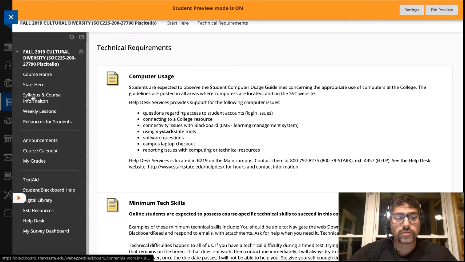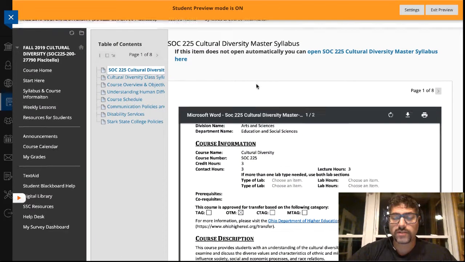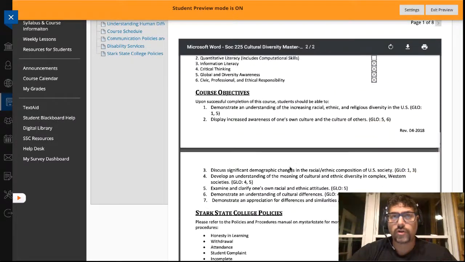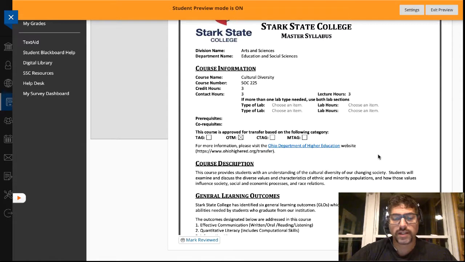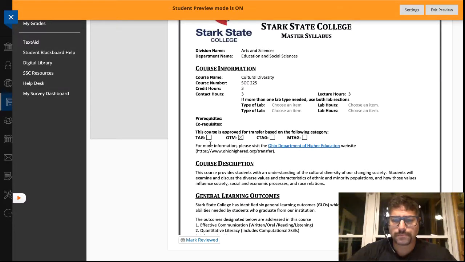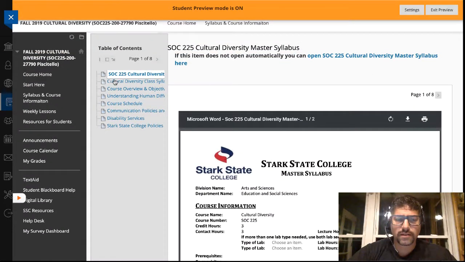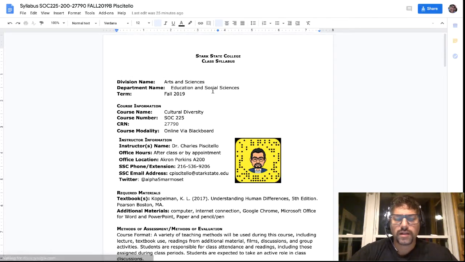Next, I'm going to move to syllabus and course information. Here you have your master syllabus. This is the common syllabus for all of the SOC 225 cultural diversity classes, and it has common policies, course description, and learning outcomes. So make sure to look at that. And then the detailed course syllabus, which pops up in a Google Doc, is my specific course.